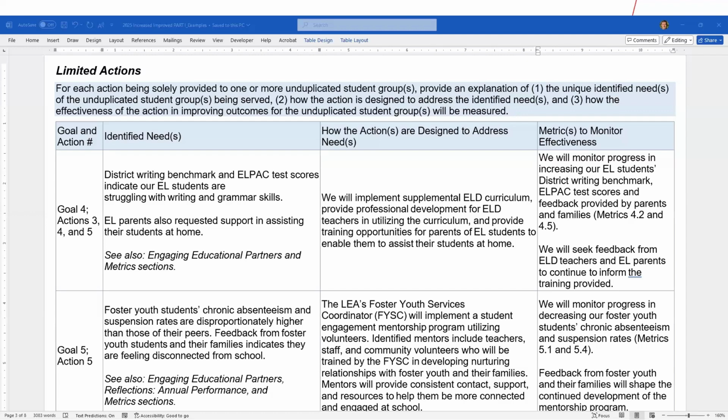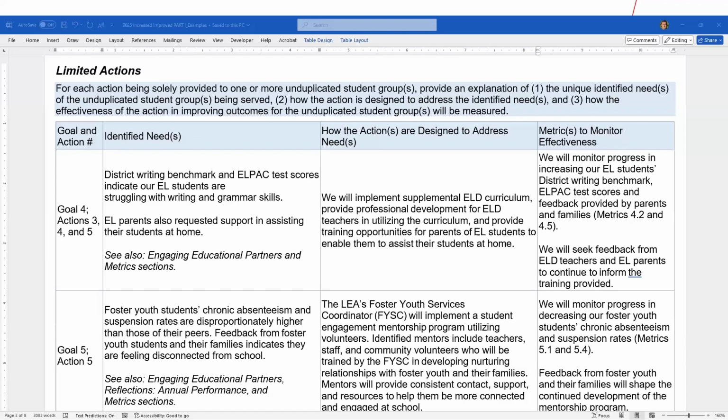Okay? So in this example, we're going to monitor progress in increasing our EL students' district writing benchmark, LPAC test scores, and feedback provided by parents and families. And in this example, I cited metrics 4.2 and 4.5. In an actual LCAP, you'd be able to go up and see. You would want to see the metrics that you're using to monitor the effectiveness of actions in the LCAP. And then, of course, also feedback, because that's always important to round out the effectiveness conversation.